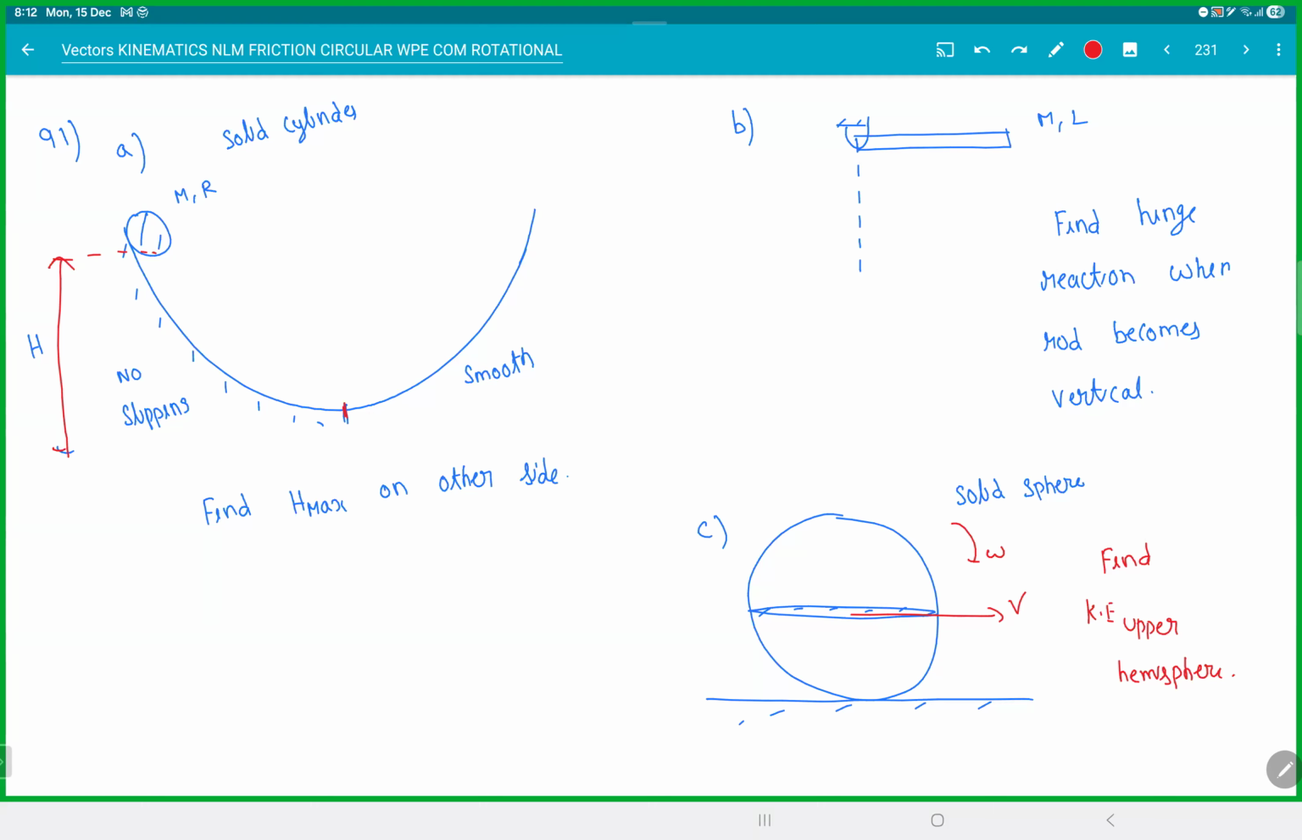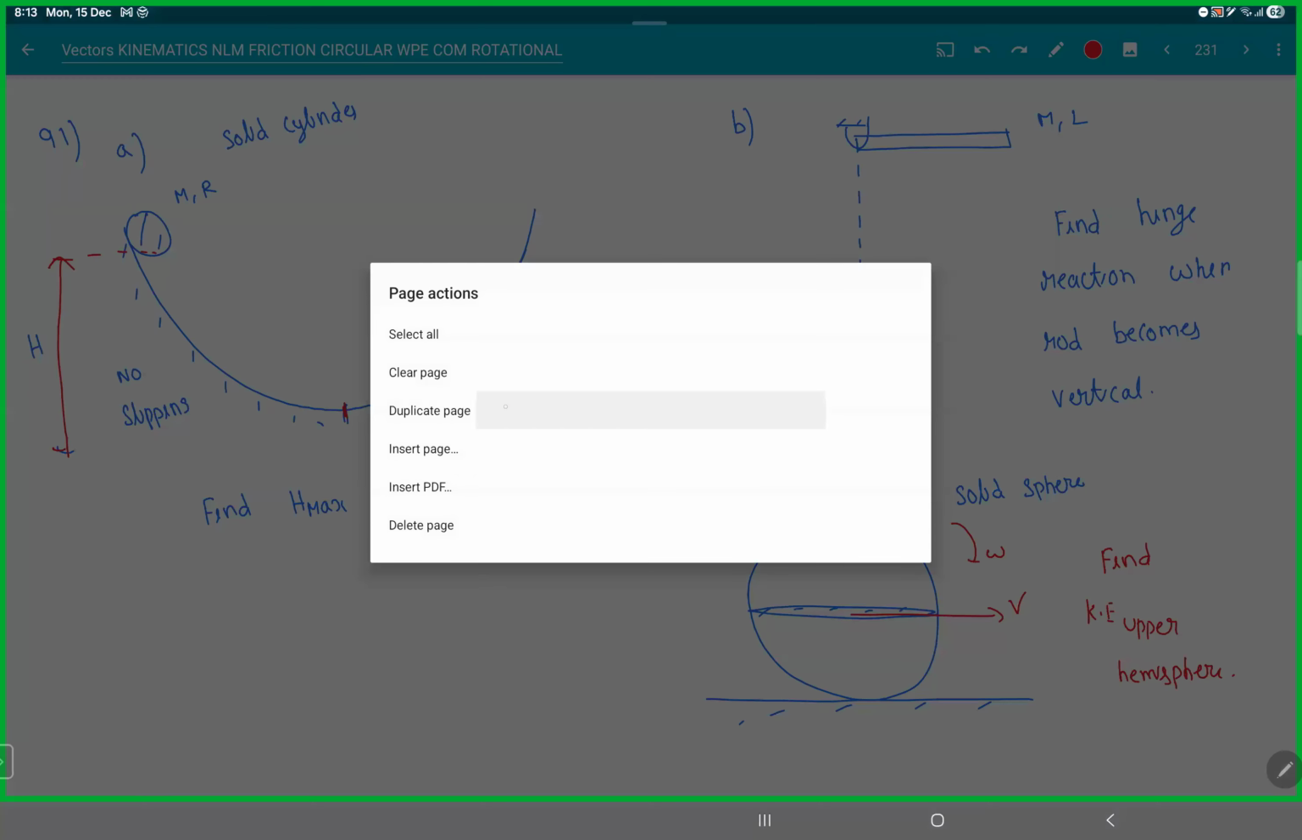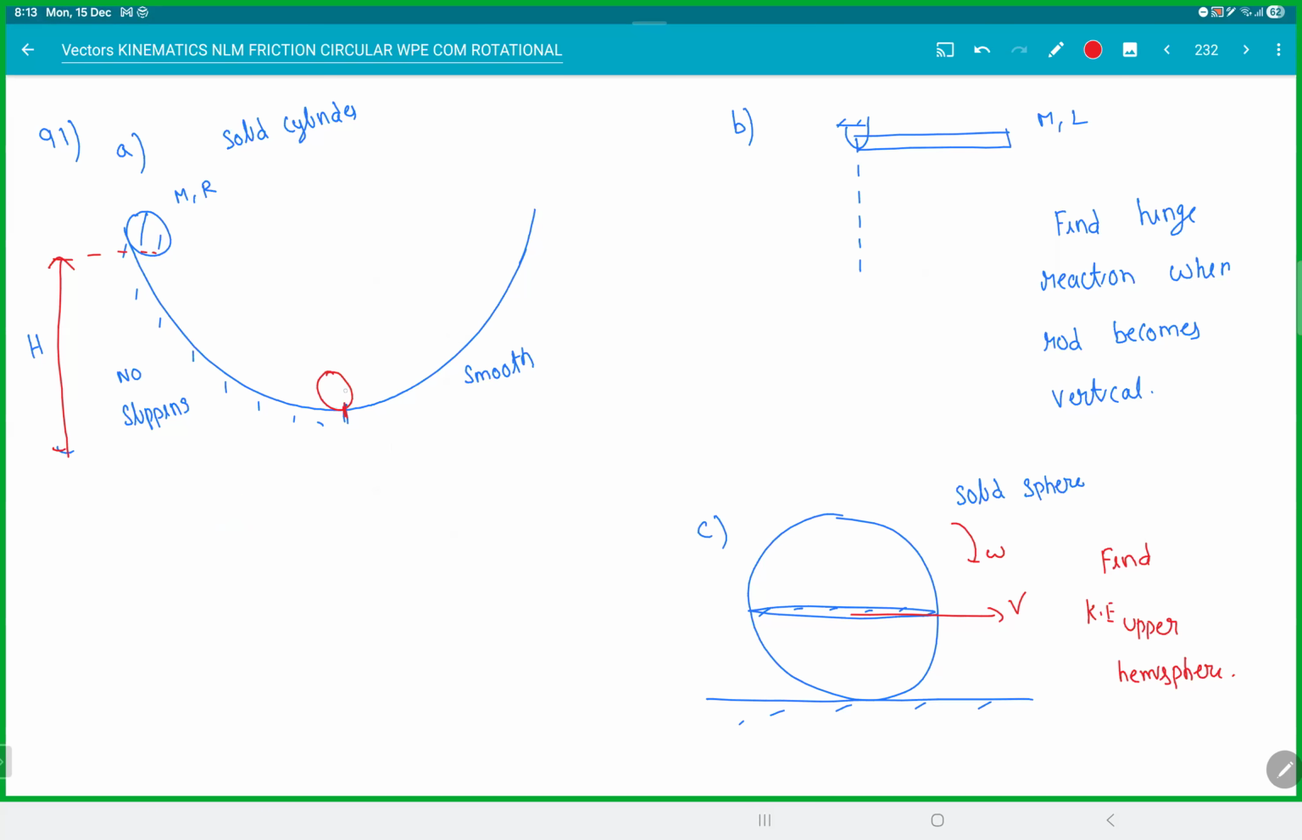Let's see. So what is the catch in this question? The catch is, when this guy comes to the bottom, you'll have v and omega. But as you're climbing on this, if you notice, there is no friction anywhere. And mg is passing through the center. N is also passing through the center, and friction is 0.